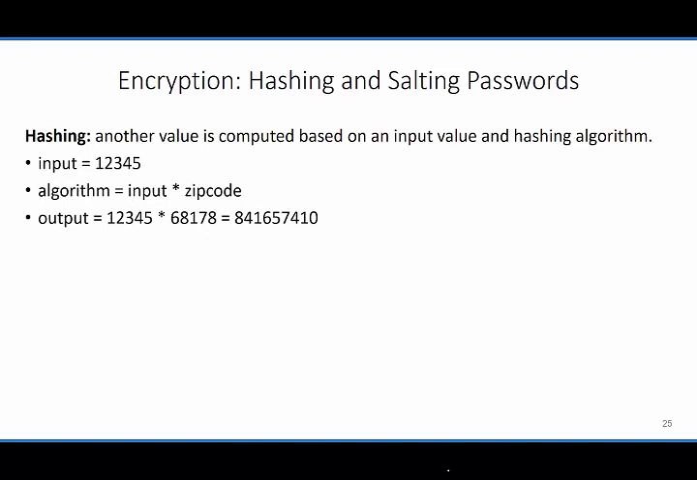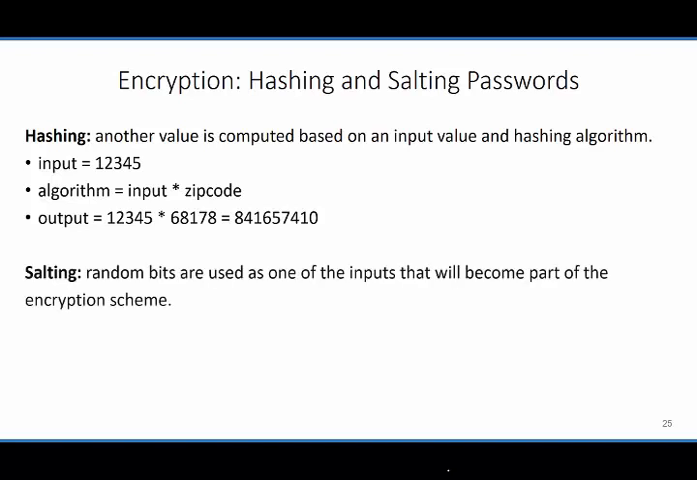So if I give you the input 1, 2, 3, 4, 5, and the algorithm is to multiply that by the zip code, we're going to get 1, 2, 3, 4, 5 times 68178, and we're left with the number 841657410. Now this is using an encryption technique that is reversible, whereas hashing is going to use an irreversible technique, which we'll show you on the next slide.